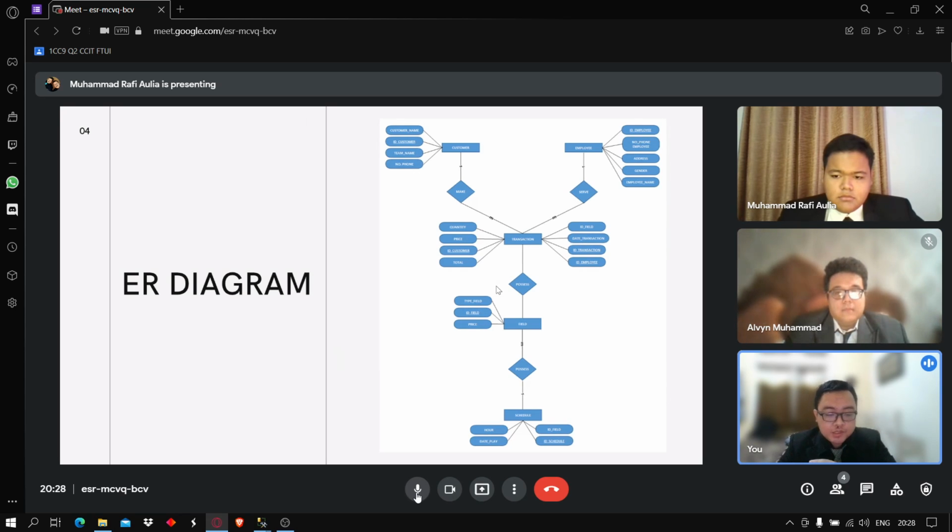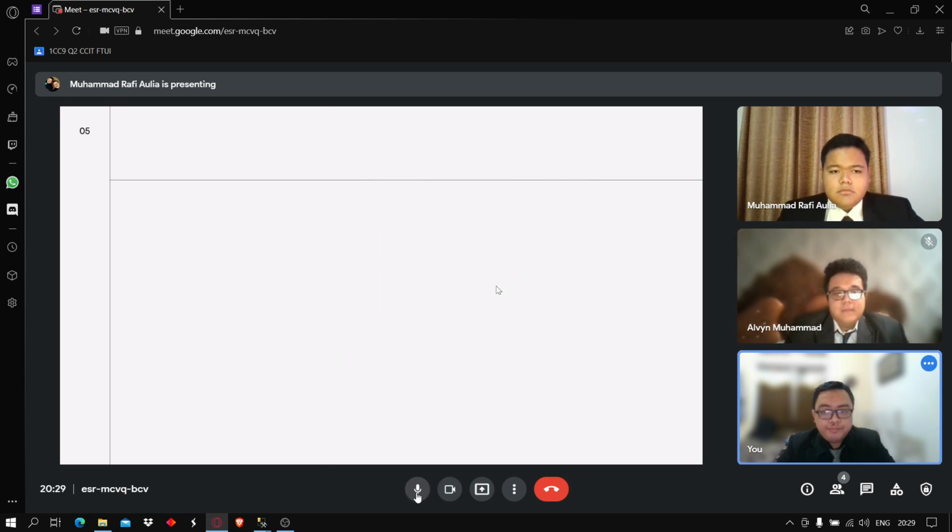Same as the previous, my partner explained. Every entity has attributes attached to it, and as you can see, you can look at our ER diagram carefully. All of the entities already have attributes on them. It's already on the ER diagram. And next, we move to the tables.